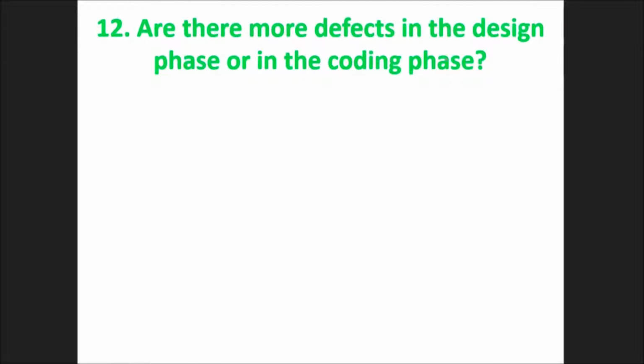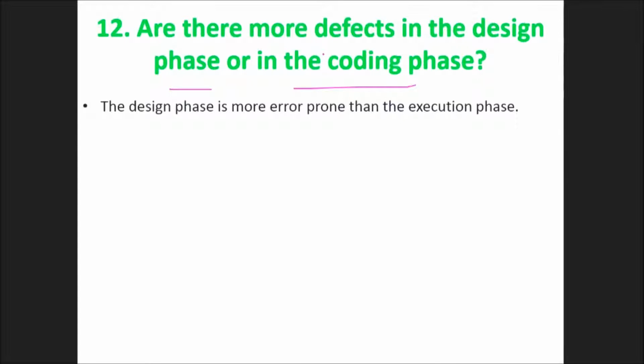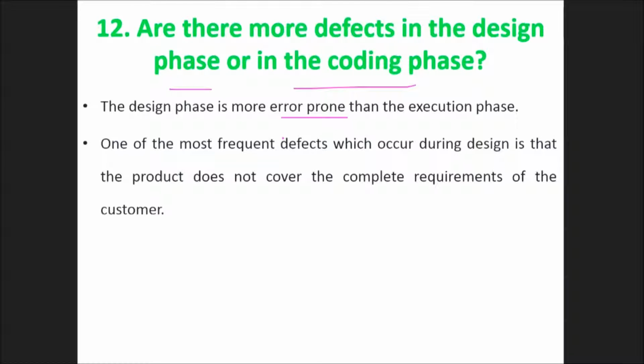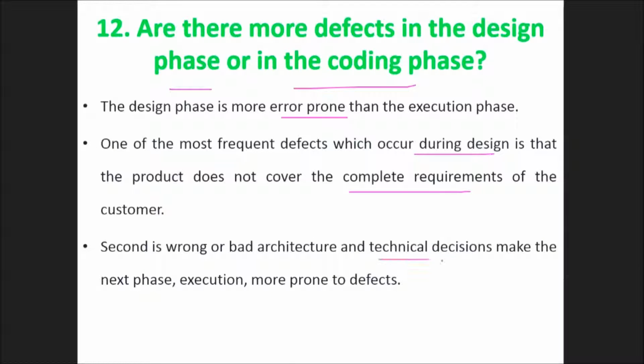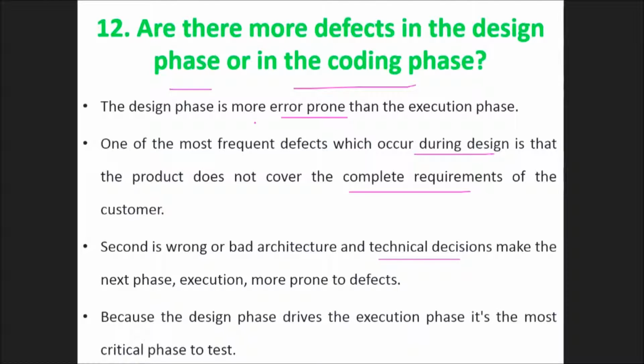So are there more defects in the design phase or in the coding phase? Again, the same question in a different flavor. The design phase is more error prone than the execution phase because design is the basement for the coding. One of the most frequent defects during design is that the product does not cover the complete requirement of the customer. Second, wrong or bad architecture and technical decisions make the next phase, execution, more prone to defects. If the design is not clear, the code is definitely going to be not good.